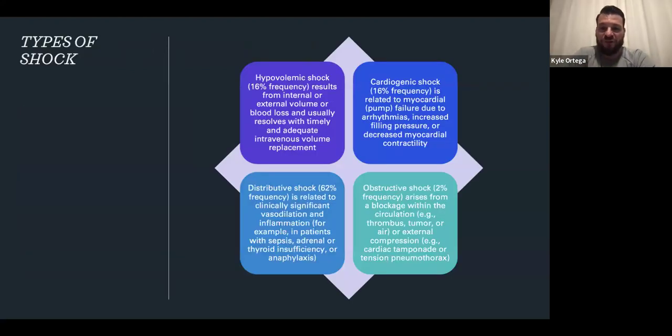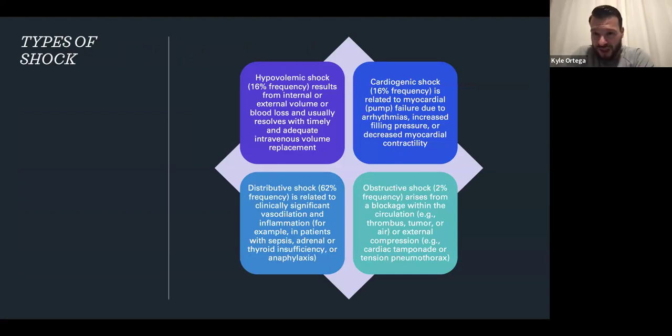All right, so there's several types of shocks, but the four main ones that we're going to talk about are right here. We'll start with hypovolemic shock, which results from internal or external volume or blood loss, and usually resolves with timely and adequate intravenous volume replacement. So significant loss of blood or other fluids with that shock.